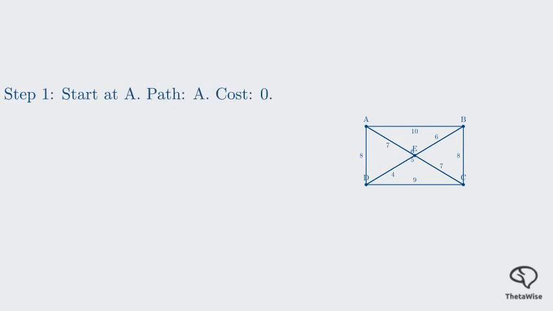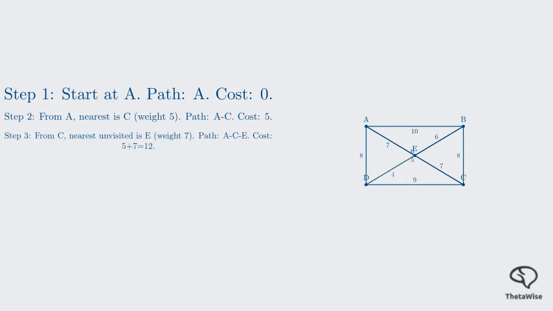From A, the nearest vertex is C, with a weight of 5, so we travel A to C. Now at C, the nearest unvisited vertex is E, with a weight of 7, so we travel C to E. From E, the nearest unvisited vertex is D, with a weight of 4. We travel E to D. At D, only B is unvisited. We travel D to B with a weight of 6.